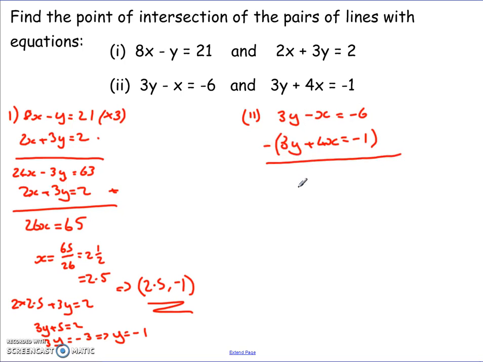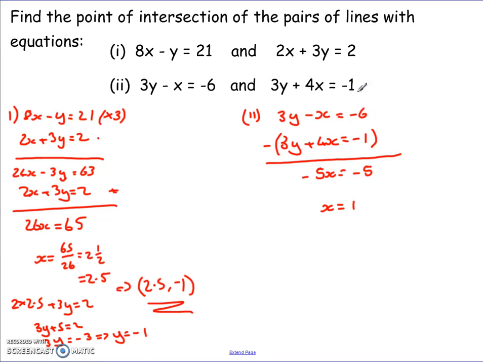So 3y take away 3y is nothing. Negative x take away 4x gives me negative 5x. And then negative 6 take away negative 1 is the same as negative 6 plus 1, which gives me negative 5. So negative 5x is negative 5, x is equal to 1.